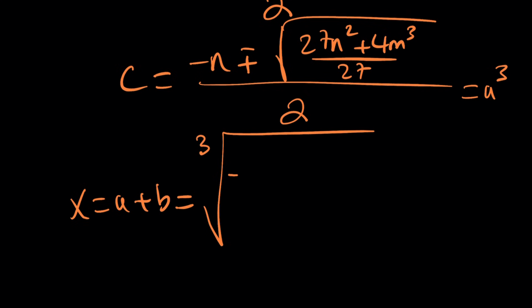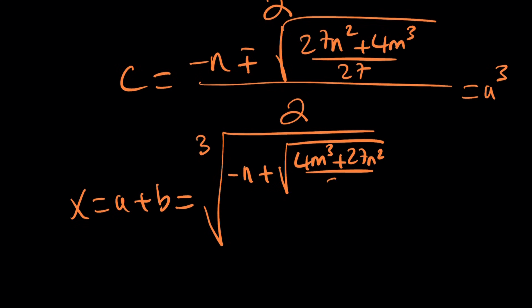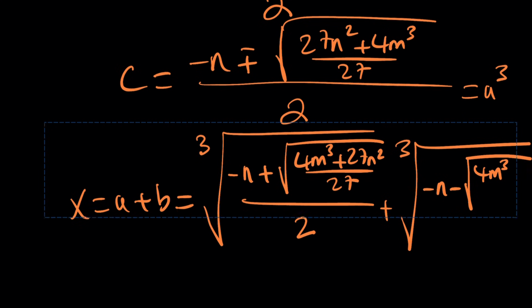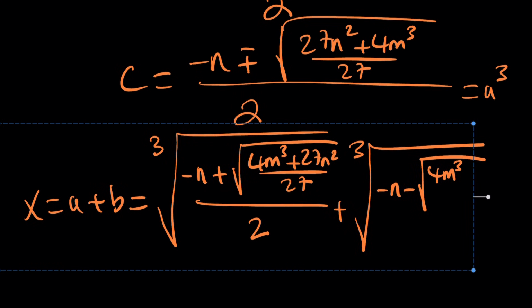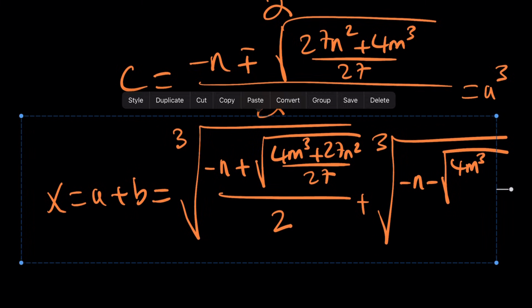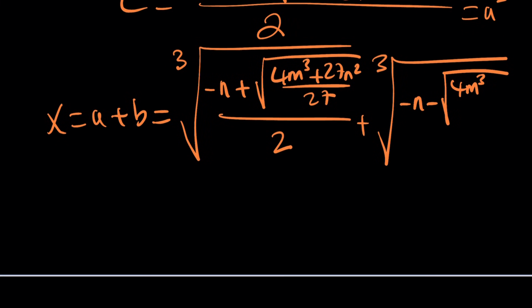The cube root of negative n plus the square root of 4m cubed. They usually write the m cubed first. I don't know why. Maybe alphabetical order. Divided by 2. This is one of the cube roots. And the other cube root is just going to be the same thing with a minus sign. And that'll basically give you, and I'm going to have to move this again. We're going to move this to the left. Okay, that's good enough, I think. I didn't mean to move the 2, but anyways, I got to keep it there, I guess.